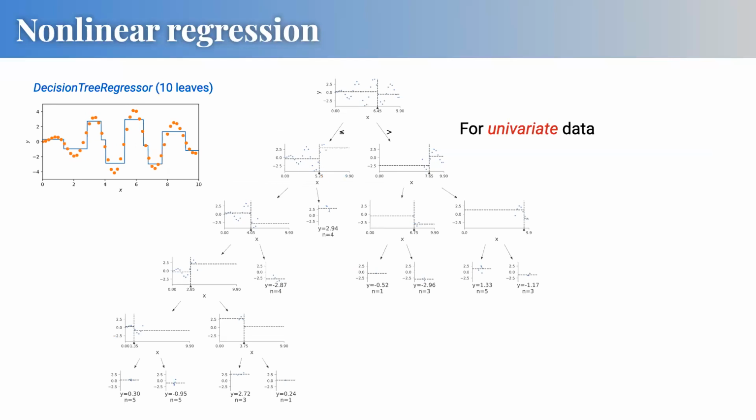So for univariate data sets, this is from a scikit-learn example, we just do these types of splits at some point, splitting into the 2 groups. And again, for each group, we do the same thing. So this is a regression tree. And this is for single variable data.